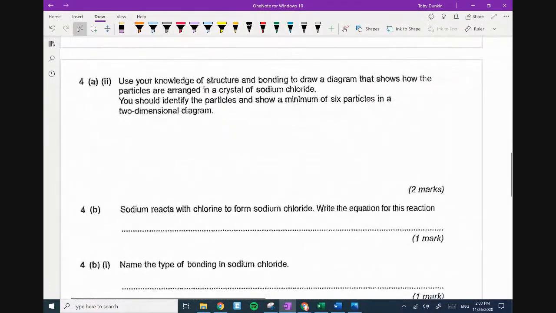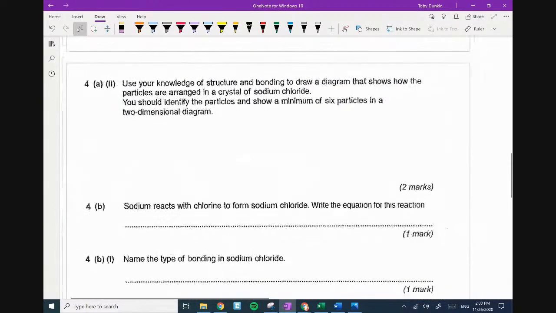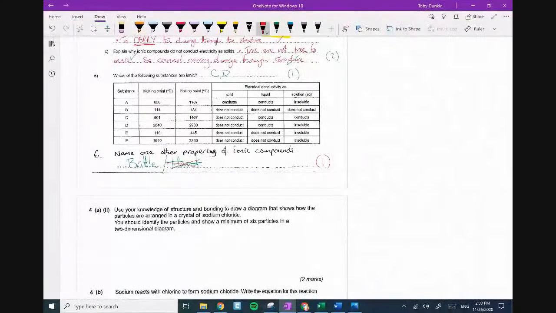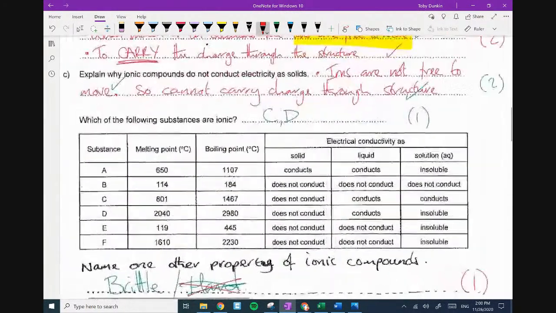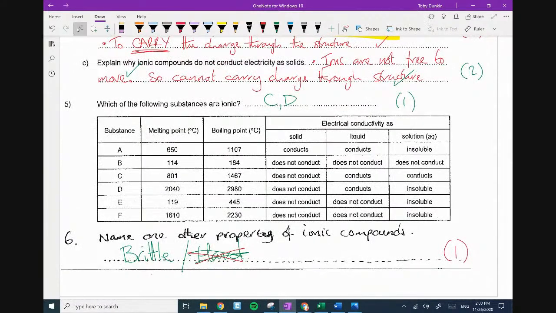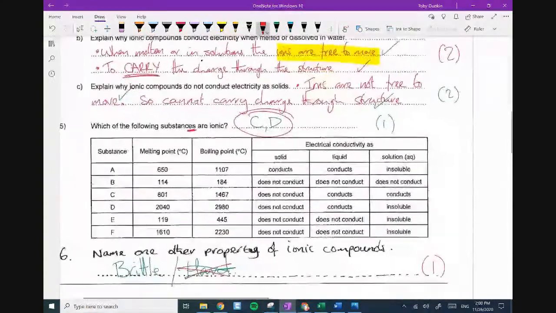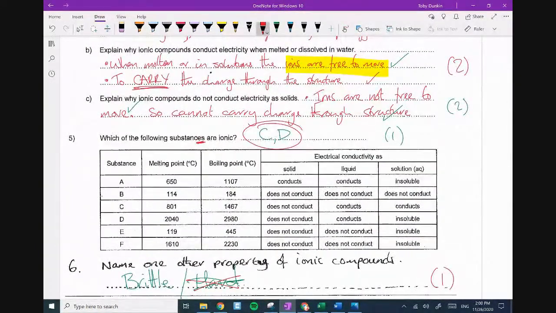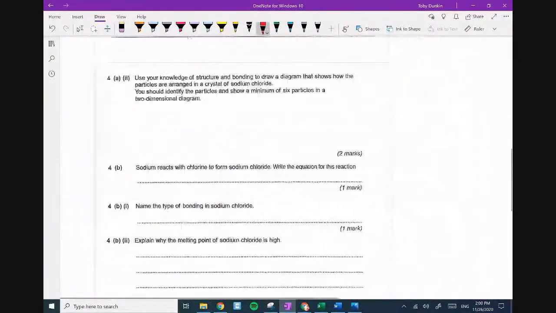Next, use your knowledge of the structure to draw a diagram to show the arrangements of sodium chloride, 6 particles. So, by the way, that's 1 mark. If I only wrote C, would I get the mark? No, you wouldn't. You have to get both of those to get the mark, guys. Yeah, both of them. Substances are ionic. Could be plural. So if you've missed D, no mark.